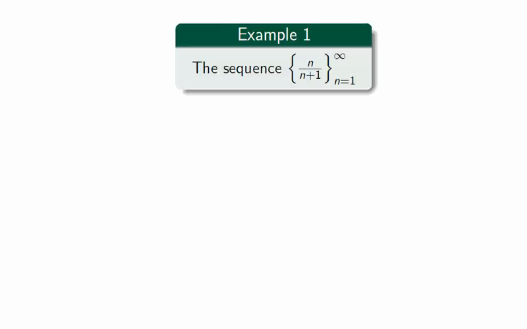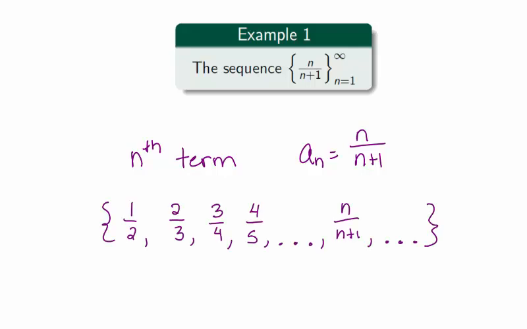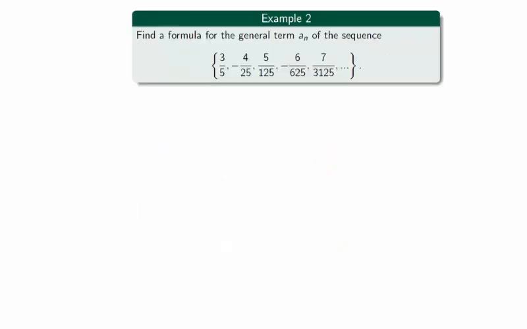Example 1. Let's take the sequence n divided by n plus 1 from n equals 1 to infinity. It has as its nth term an equal to n divided by n plus 1. The first few terms of the sequence are 1/2, 2/3, 3/4, 4/5, etc. Let's look at another example.